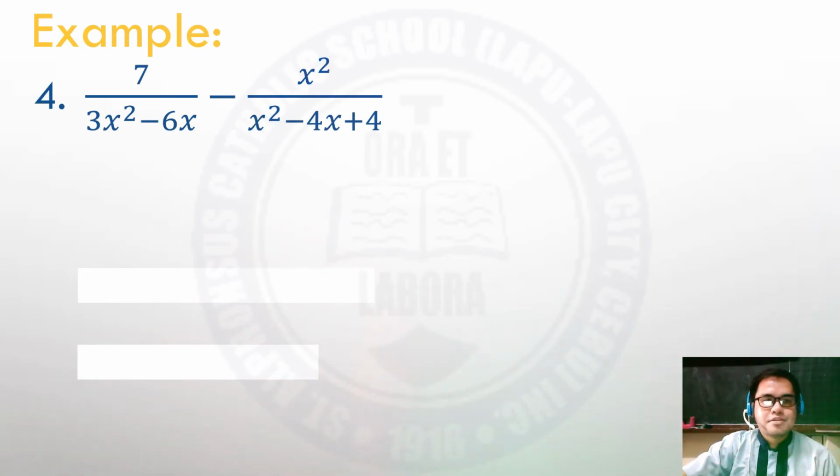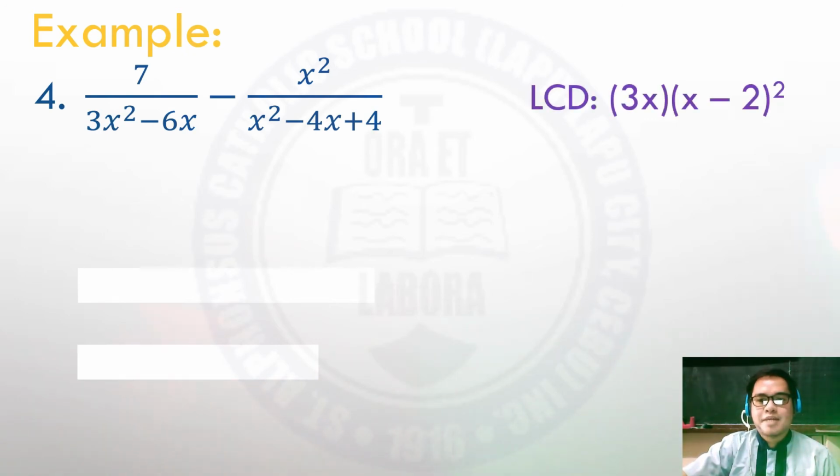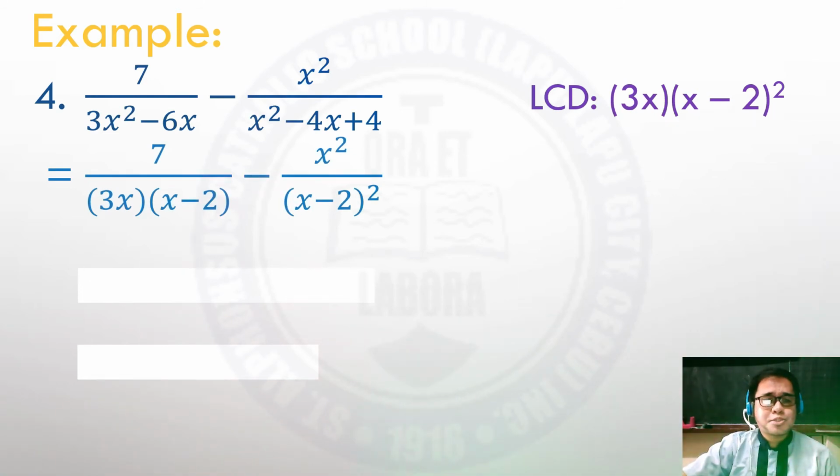For example, if we have 7 over 3x squared minus 6x minus x squared over x squared minus 4x plus 4, we have to get first the LCD, and its LCD is 3x times x minus 2 squared. Now, in this next process, I transform our denominator into its factored form. So it will become 7 over 3x times x minus 2 minus x squared over x minus 2 squared.